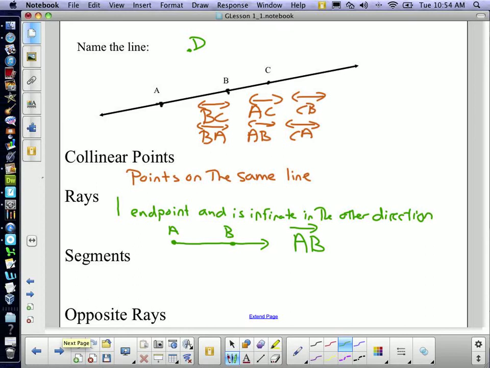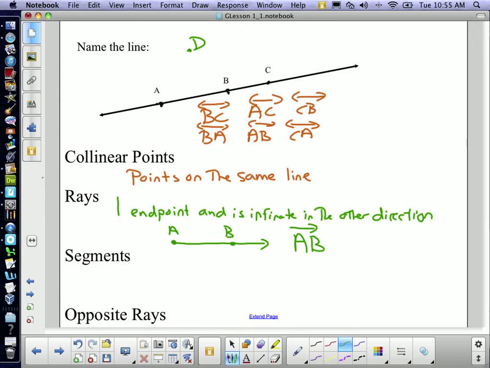The first point is the endpoint. The second point is some point along the way. This is not the same as ray BA. Ray BA would be a ray that begins at B and goes this way. So ray AB is very specific. And notice that it still uses 2 letters, but our symbol is different.